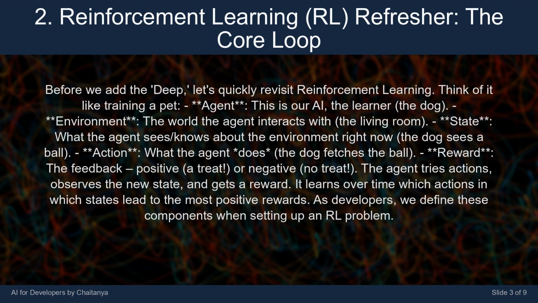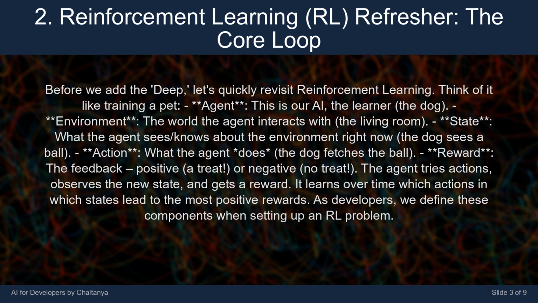Before we add the deep, let's quickly revisit reinforcement learning. Think of it like training a pet. Agent: this is our AI, the learner, the dog. Environment: the world the agent interacts with, the living room. State: what the agent sees, knows about the environment right now. The dog sees a ball. Action: what the agent does. The dog fetches the ball. Reward: the feedback. Positive, a treat, or negative, no treat.